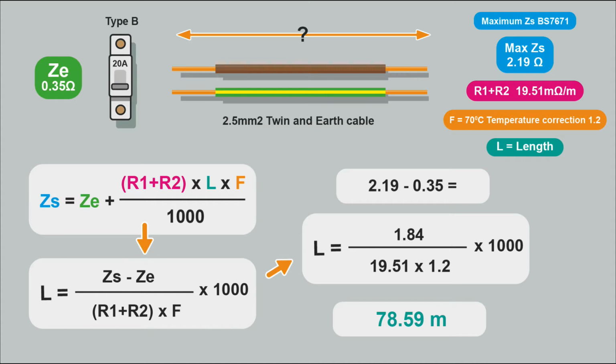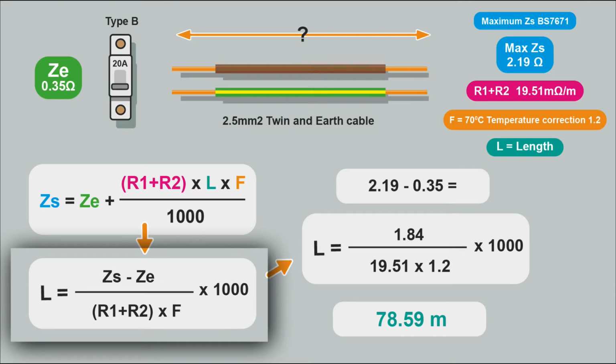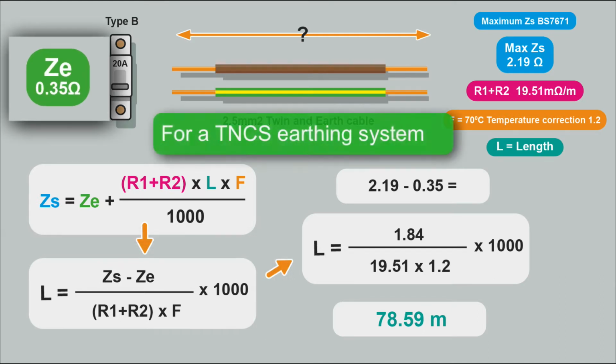The maximum ZS in BS 7671 is at maximum temperature. So we need to use a correction factor on our R1 plus R2 to raise that to maximum operating temperature as well. So this is the formula to find the length. This is the ZE at maximum.